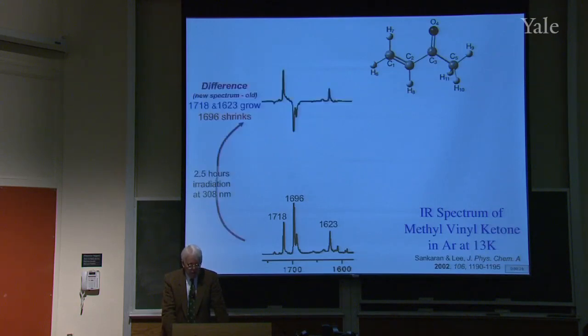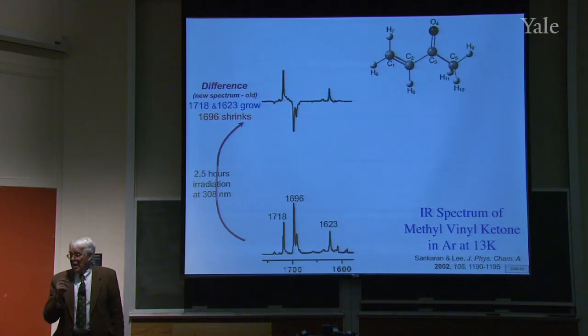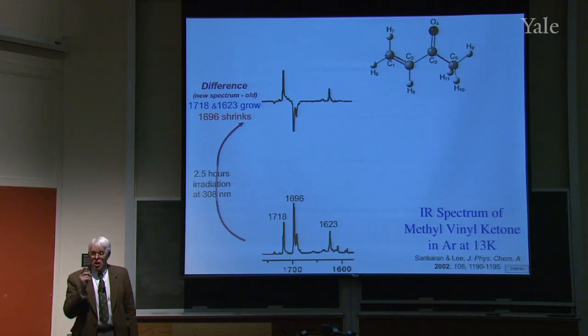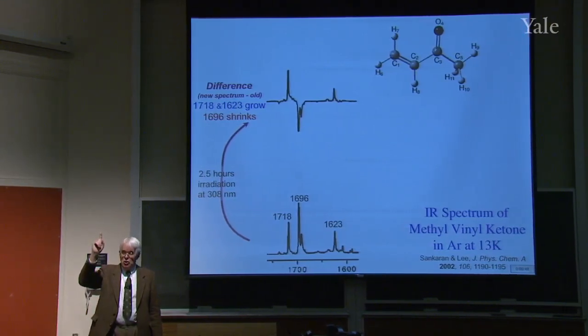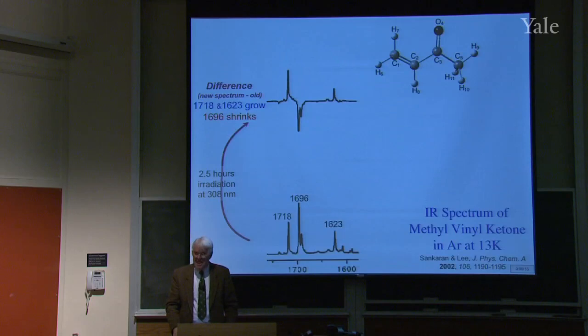Okay? But if you photolyze that at 308 nanometers for 2.5 hours, and then look at the difference between the spectrum you have now and the spectrum you had before, you see that some peaks have gotten stronger, they point up, and those that have gotten weaker, if you take the difference, go down. So you see that peak at 1696 went down, not up. So what does this mean? It means that there are two different compounds there. One is becoming the other.